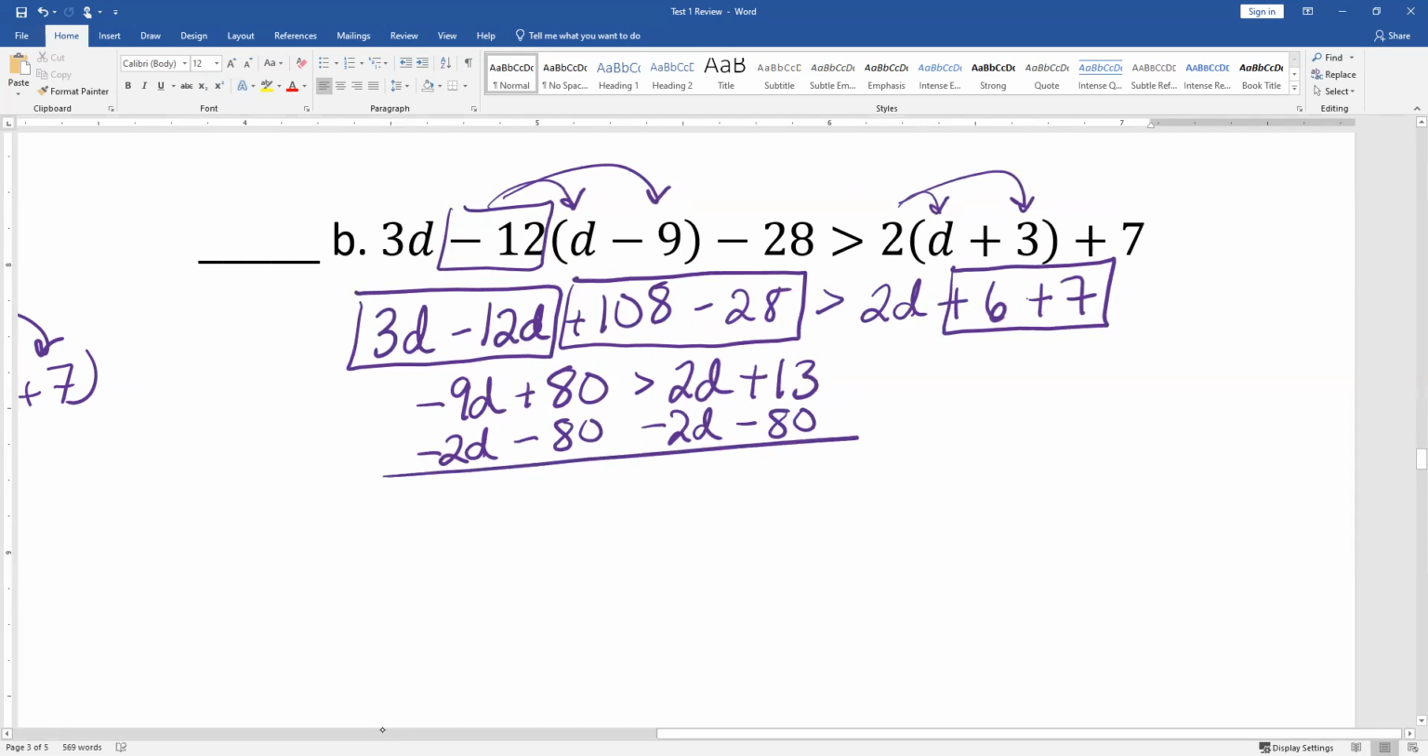Negative 9D minus 2D is negative 11D. We add them because they're like signs, but we carry the sign. These cancel. 80, these are unlike, but my answer is going to be negative. So 80 minus 13 is 67.